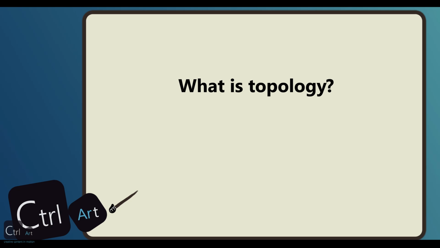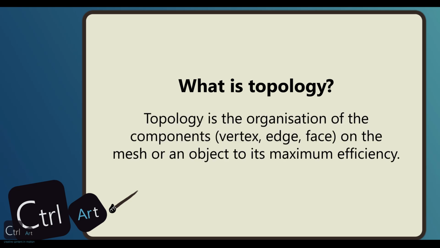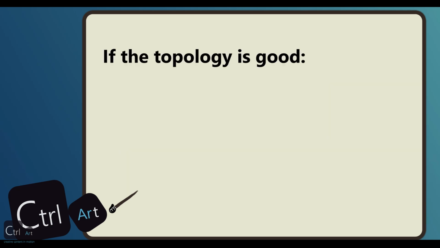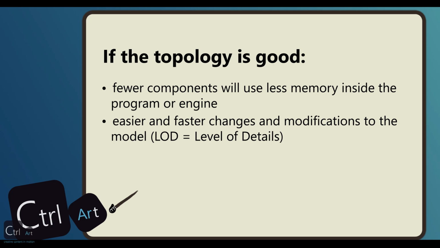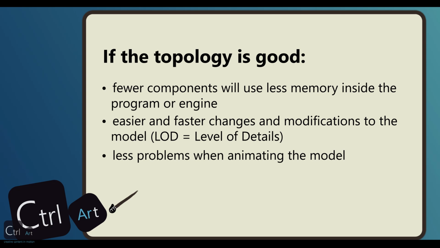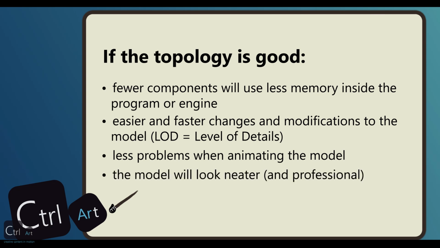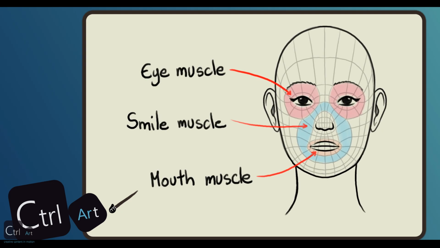But what is topology, some might ask? Well, topology is the organization of the components on the mesh or an object. Good topology is essentially positioning each component in such a manner so it's used to its maximum efficiency. If the topology is good, your model will have fewer components, which means it will use less memory inside a program or an engine. You will be able to make changes and modifications to it much faster, especially if you'll make LODs. LOD stands for level of detail. You will have fewer problems when animating the model, and the model will look neater and professional, especially if you want to sell it. When you create a 3D model of a face, you need to create a good topology.